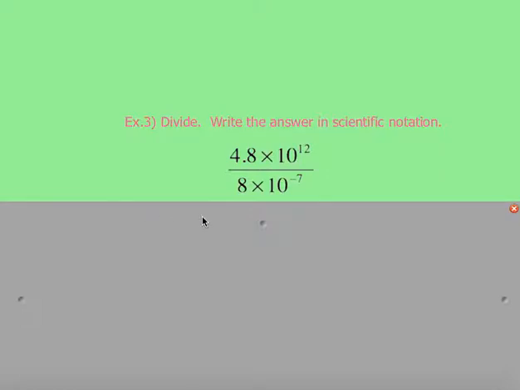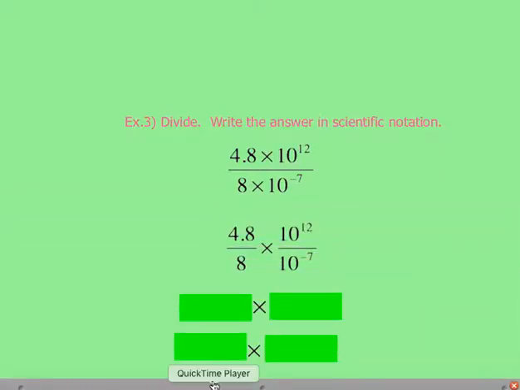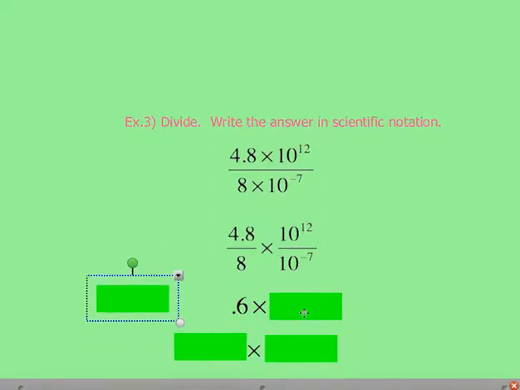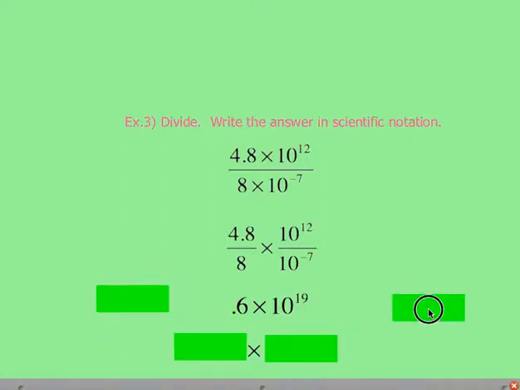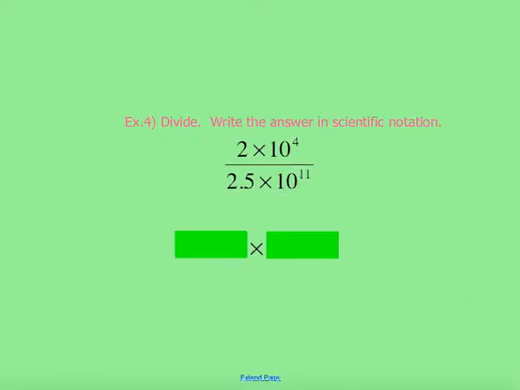Okay, another one that you can try, 4.8 divided by... and so we end up with 0.6 times 10 to the 19th. Remember, 12 minus a negative 7. And we have to move that decimal forward, so 1 less 10 to get 6 times 10 to the 18th. And you can try this one on your own.